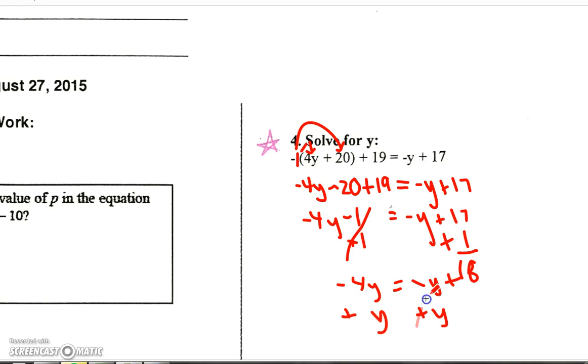The y's cross out. Let's see. -4y plus y. Well, it's kind of like saying -4 plus 1. So I owed $4 and then I give 1 back, so I have -3 now. -3y equals 18.